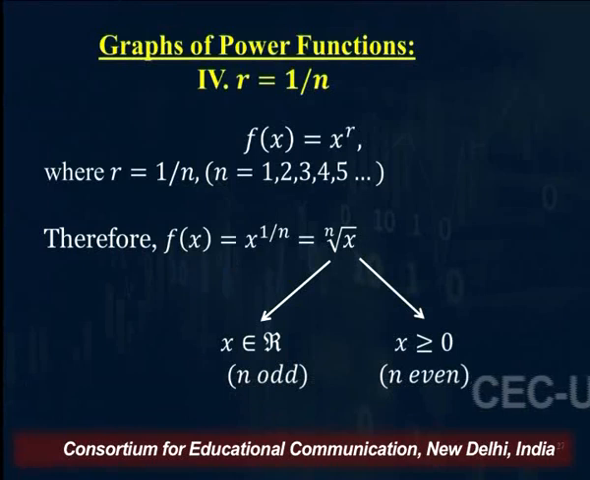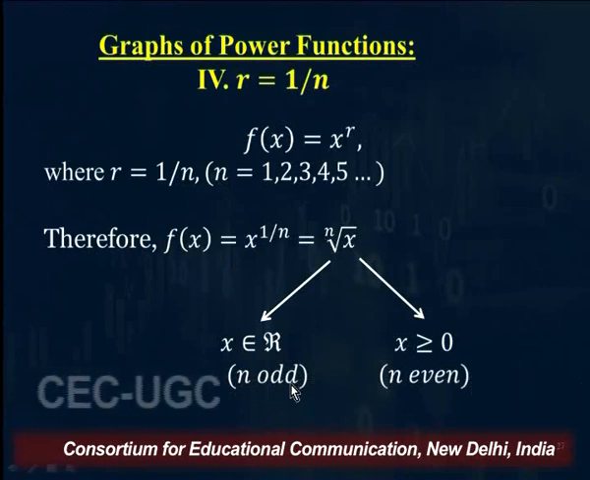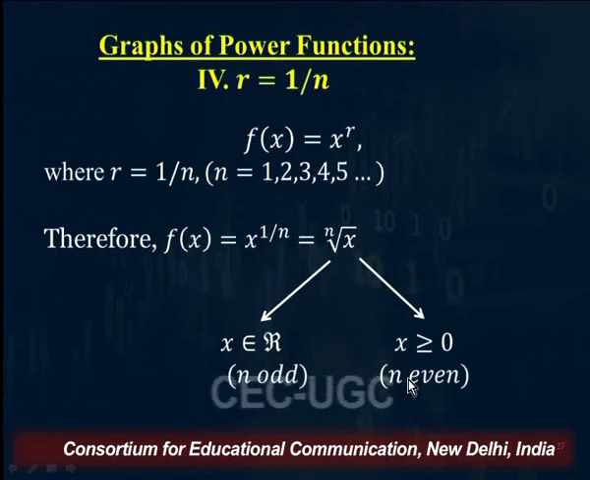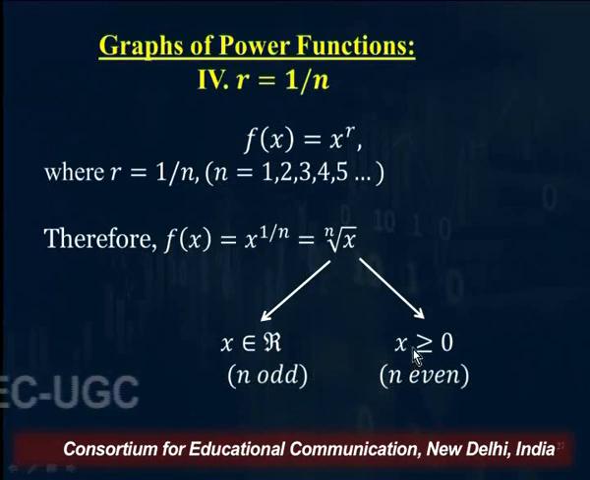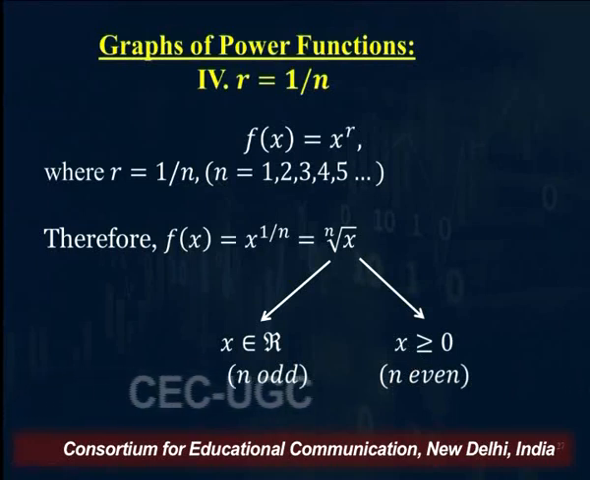Now here I can distinguish between two cases. I can take n as odd, or n as even. If n is even, then I will have to place this restriction that x is greater than or equal to 0. It can't be negative. So for example, if I were taking the square root of x or the fourth root of x and so on, then here I can't define the square root, or the fourth root, for a negative value of x, because we are here concerned only with real numbers.